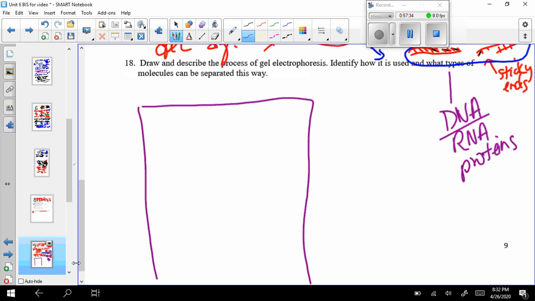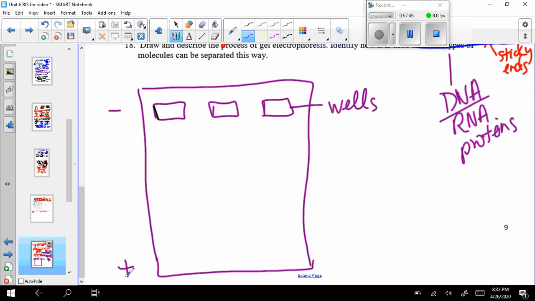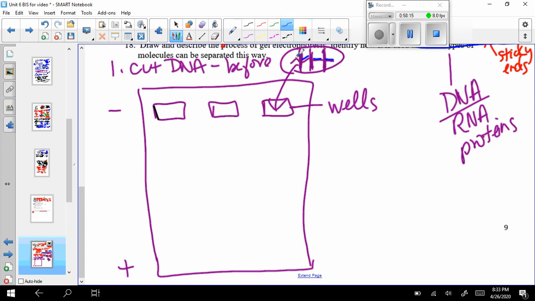All right, DNA is negative, so you always load DNA on the negative side. These little parts you call wells. And down here, this is going to be the positive end. And so you are going to, number one, cut your DNA. You have to cut it before you load the gels. So you cut it with restriction enzymes. So here is my DNA, and I cut it into my little pieces, and then I load this into a well. So with this one, my restriction enzyme cut in 1, 2, 3 places. That gives me 1, 2, 3, 4 pieces.